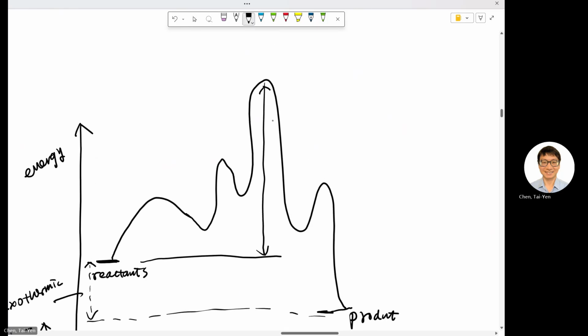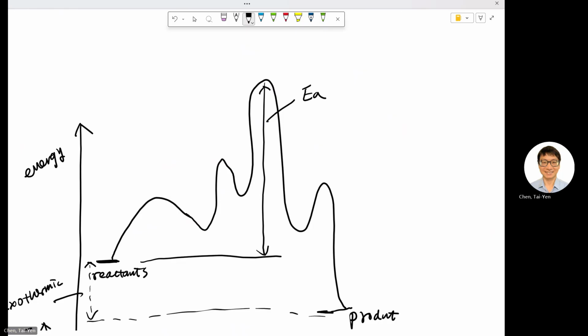It is the highest peak to the reactant, not to the product, to the reactant. You must know the rigorous definition of how people define the activation energy. Okay?